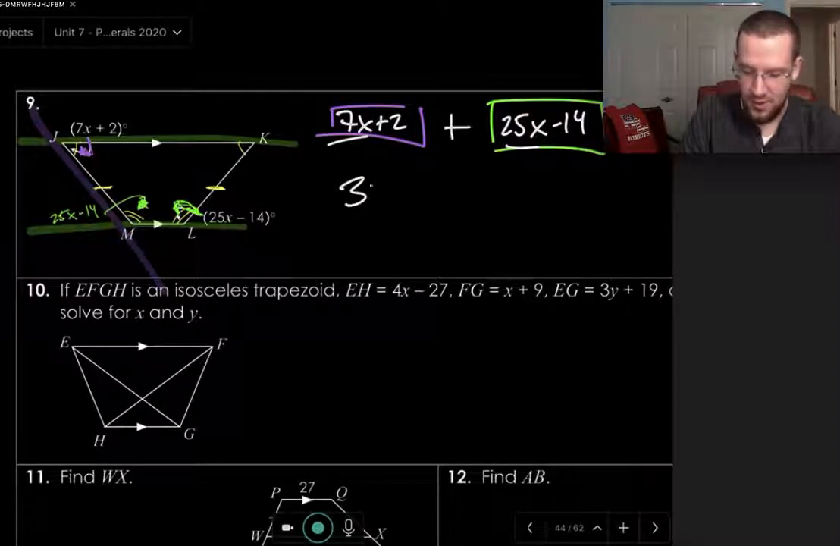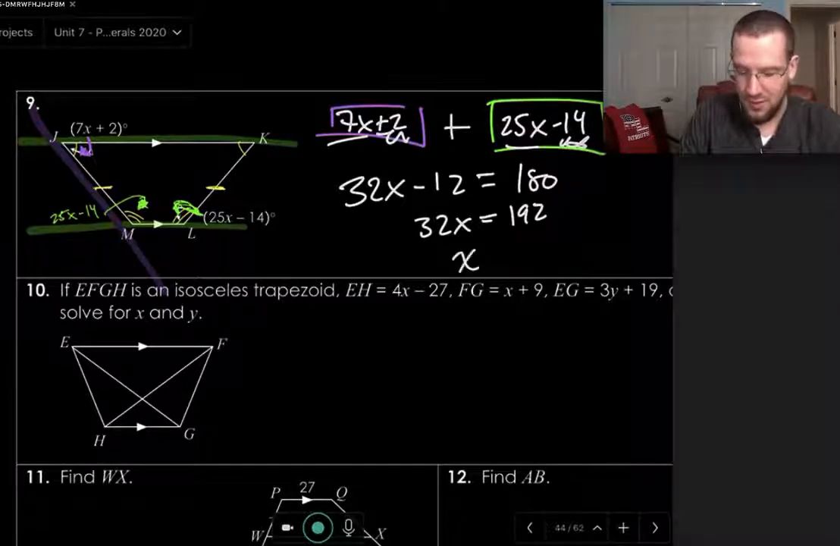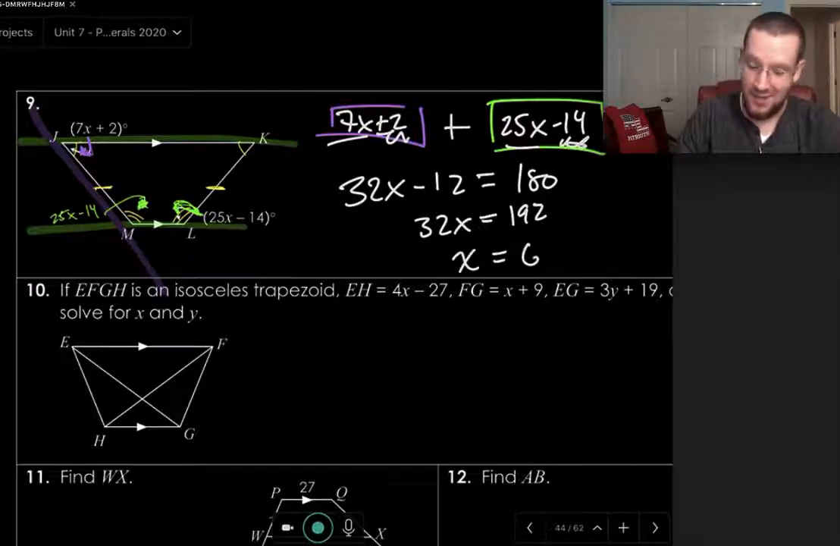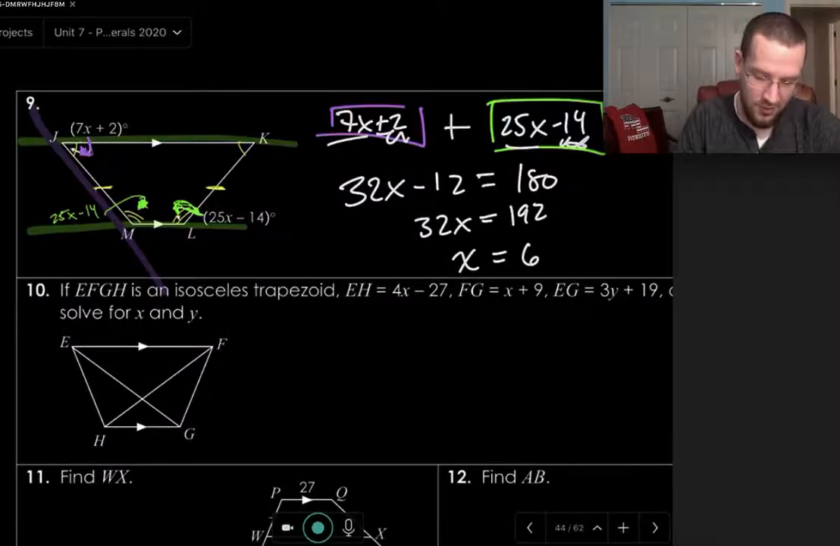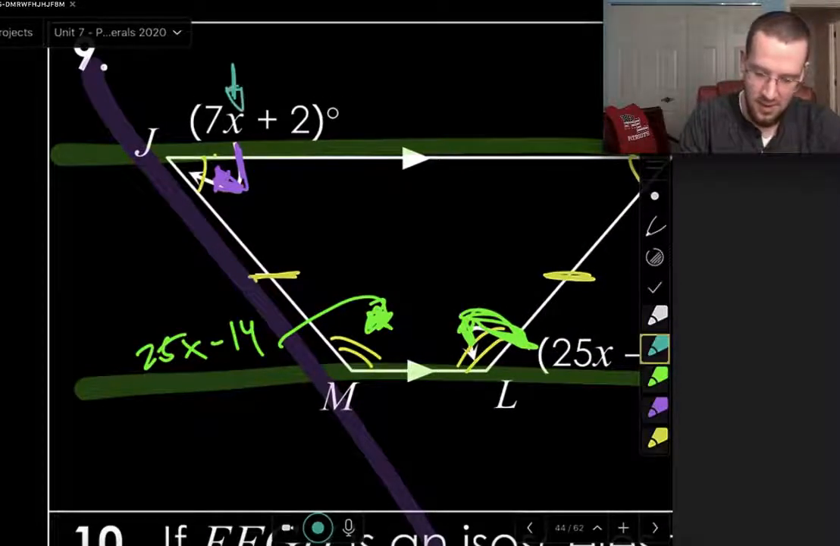So we get 32x plus 2 minus 14. This is minus 12, and that is equal to 180. So I can add 12 to both sides. We have 32x is equal to 192, and we can divide both sides by 32, and we find that x is 6, and we have to find these angles. And so what am I going to do? Well, I know x is 6, so I'm just going to plug it back in to here to find our values.